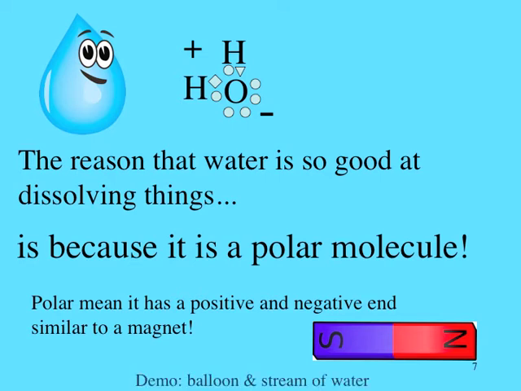And I have this great demo with a balloon and a stream of water, and remind me to do that in class. All right, so water is a polar molecule, which gives it some properties that make it critical to dissolving things, and for pH and for just how we use it in life.